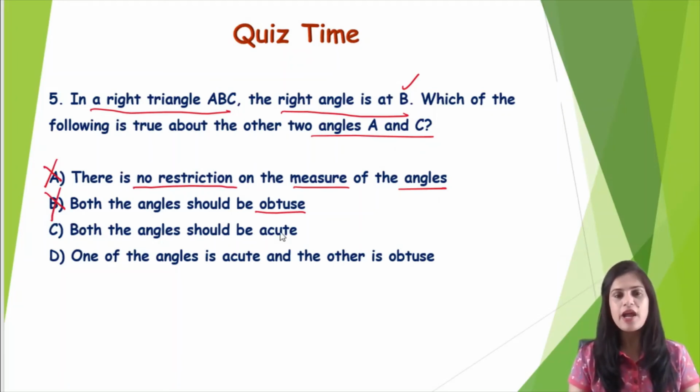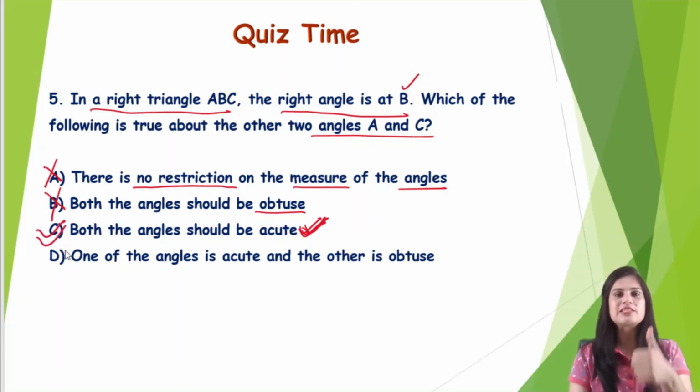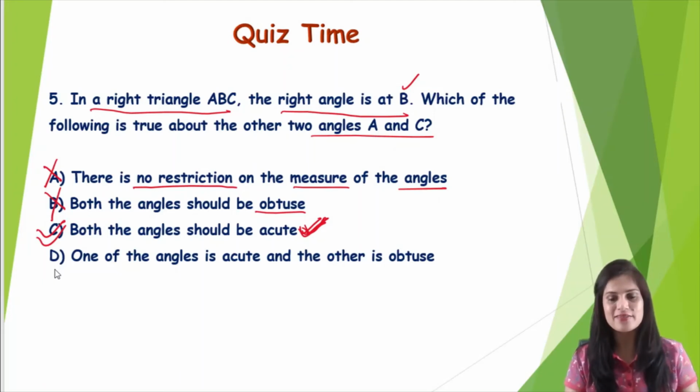C option, both the angles should be acute. Yes, this is correct. Let's read the D option also. One of the angles is acute and the other is obtuse. No. These two angles can never be obtuse. Both of the angles have to be less than 90 degree. So yes, option C is the correct answer. Yes. Moving to next question now.